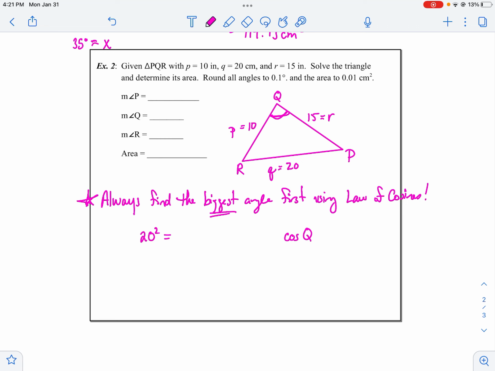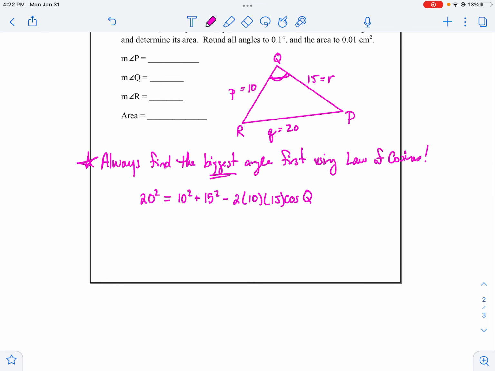And then I fill in the other parts. So now I know that the other sides I'm dealing with are 10 squared and 15 squared minus 2 times 10 times 15. And that 2 is part of the formula, right? And this 10 and 15 are going to be the same two that you got right there. So this one's just a little bit harder because now I have to actually solve for Q. When I go ahead and square this out, I'd have 400 equals 100 plus 225 minus 2 times 10 times 15, which is 300 cosine of Q.